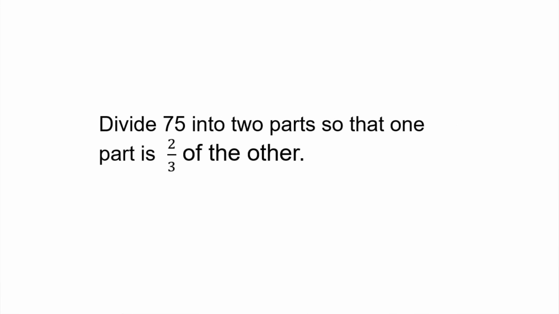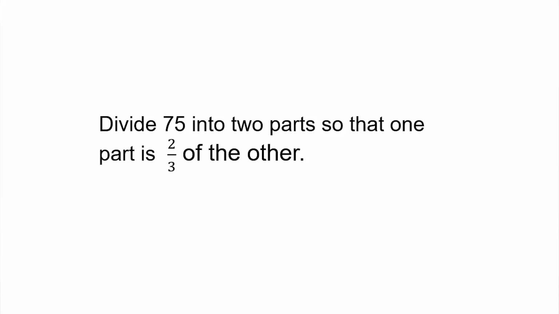That's another sample. Divide 75 into 2 parts so that one part is 2/3 of the other. If you don't take time, you will know that this is a pure simultaneous equation. Now we are trying to divide 75 into 2 parts, so that one part of it will be 2/3 of the other. So actually, dividing 75 into 2 parts means 2 variables are involved.